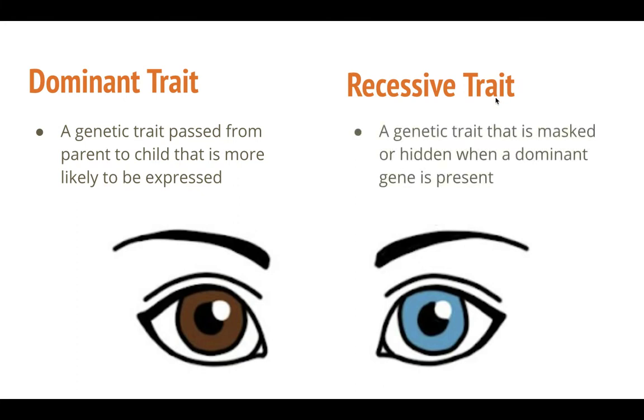Recessive traits, on the other hand, are masked or hidden when a dominant gene is present. So if somebody inherits a brown eye allele from one parent and a blue eye allele from the other parent, they will have brown eyes because brown is dominant, and the blue will be masked or hidden because it is recessive.